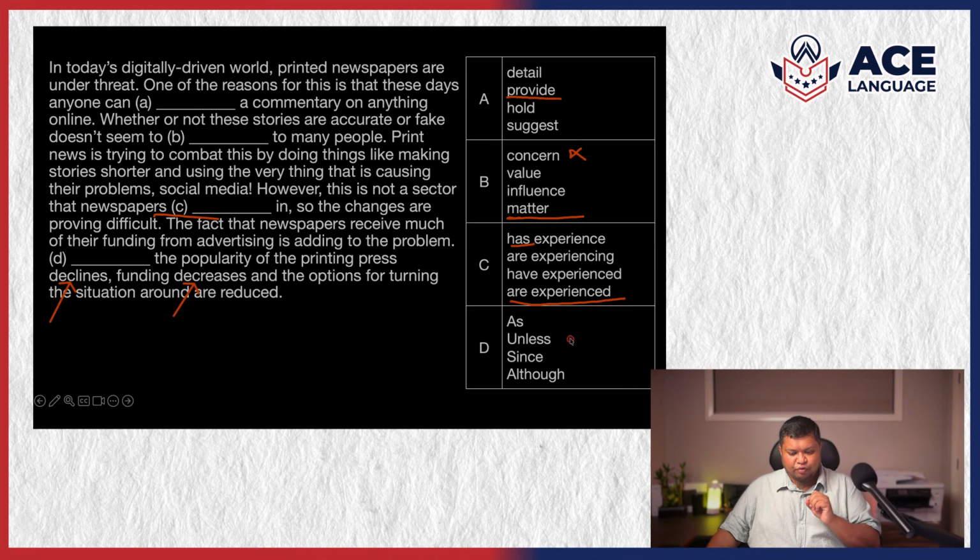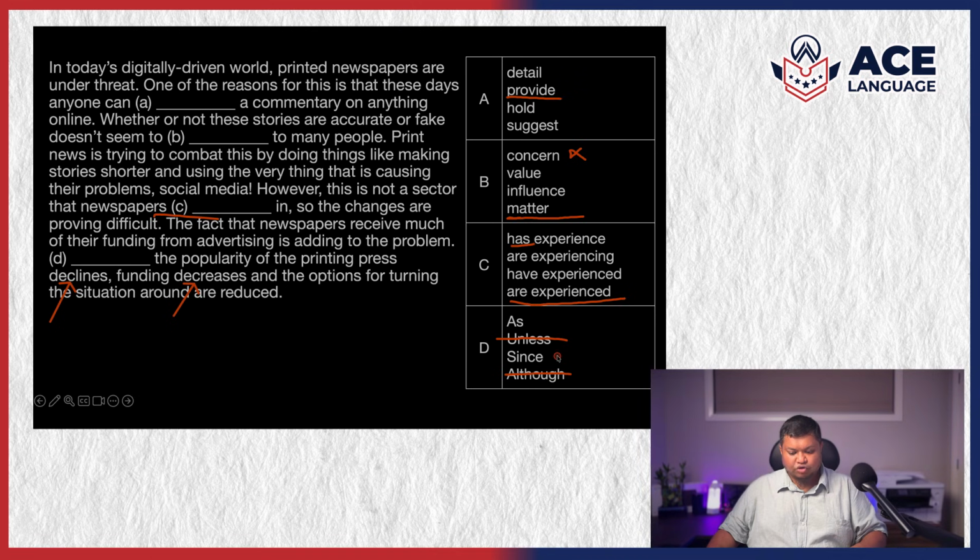So I cannot really use unless or although. It doesn't make sense at all. Okay, sorry. So I cannot use unless. I cannot also use although, because although means contrast and unless means if it doesn't happen, right? So my answer can be since or as. Both of them make sense.